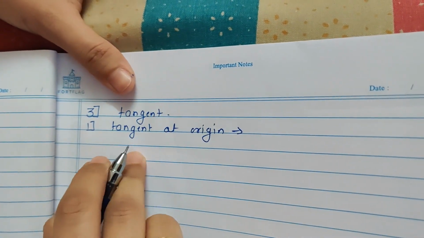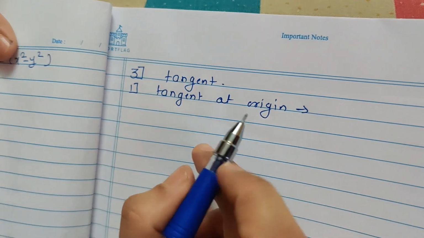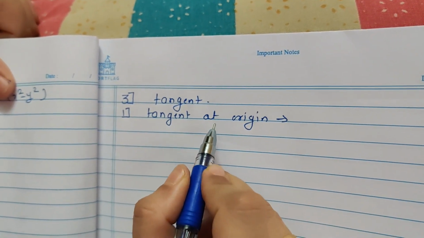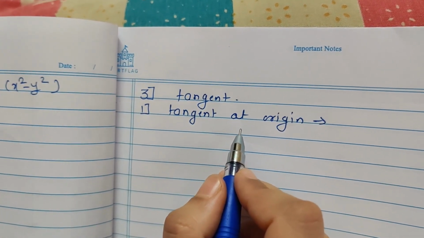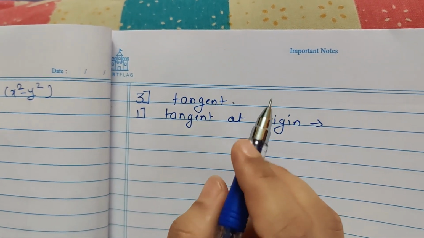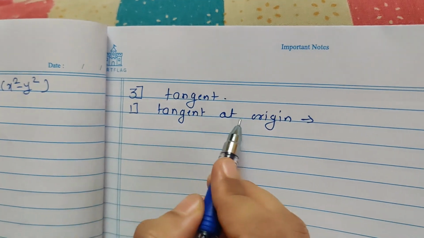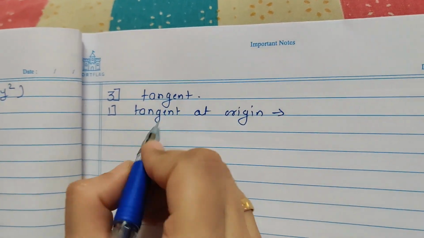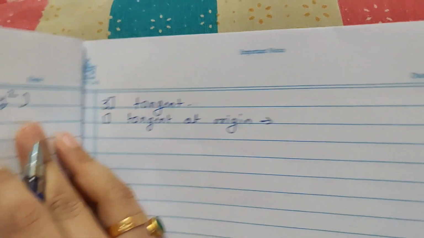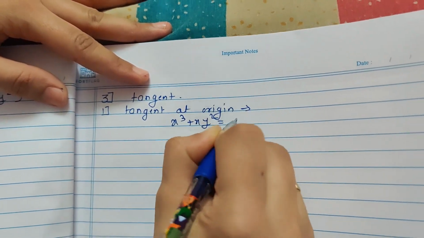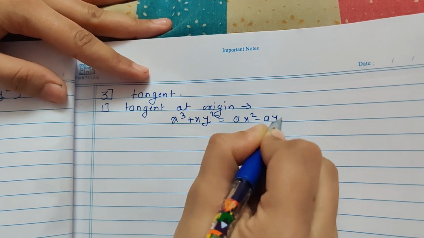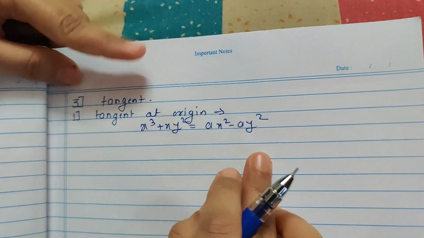Now this we have to calculate if and only if the curve passes through the origin, and in this example the curve passes through the origin. So what is the condition, or how do we find the tangent at the origin? The lowest degree term. So what is our equation? x cubed plus x y squared is equal to a x squared minus a y squared. So this is the equation.